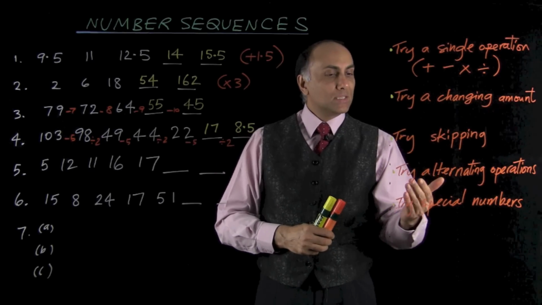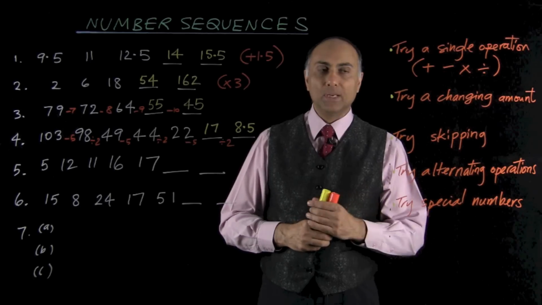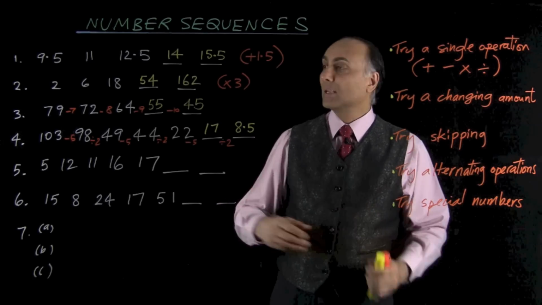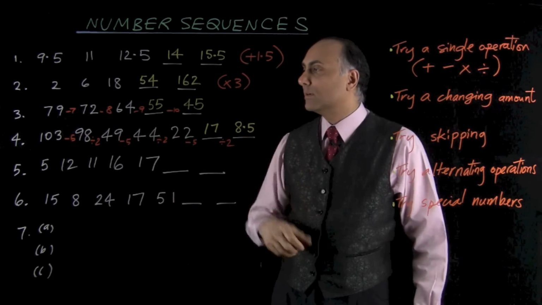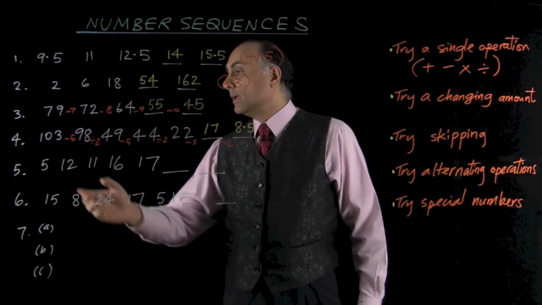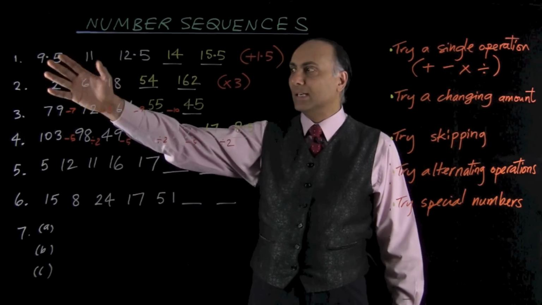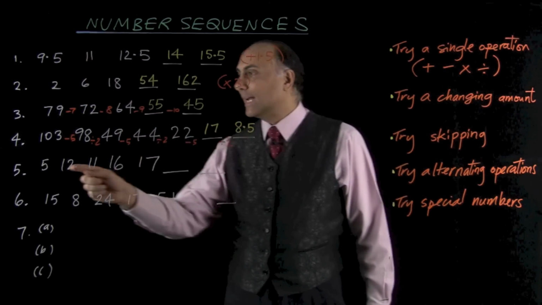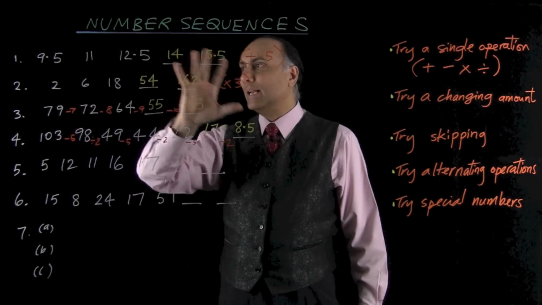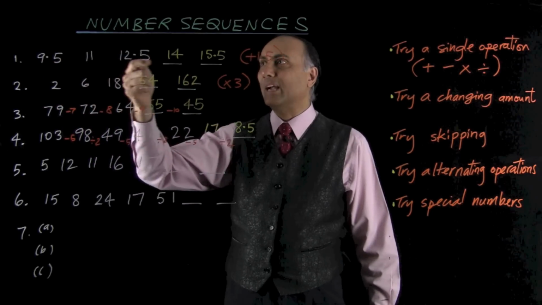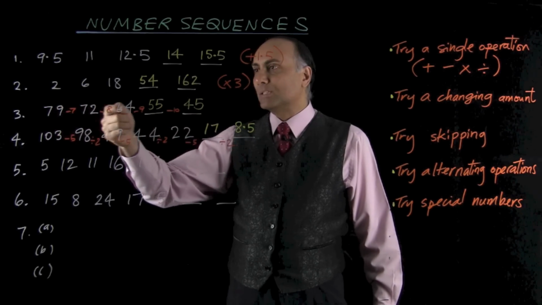So what we've just discovered here in example 4 is alternating operations. So one operation, another, the first operation, the second, and so on. Okay, let's look at number 5 now. We notice here there's something different that hasn't occurred in examples 1 to 4, which is that the numbers get bigger and then smaller. That didn't happen in any of the other sequences. They only went in a single direction.